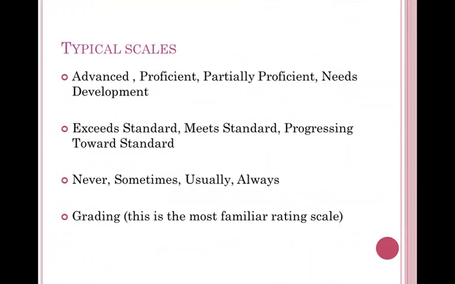All right, so what are some of the typical scales that we see on rating scales? Advanced, proficient, partially proficient, needs development, exceed standards, meet standards, progressing towards standards, never, sometimes, always. This is probably a very familiar one that you'll see. We use rating scales all the time, and this is very typically a scale that we'll see. And grading. Again, this is the most common rating scale that you're going to see, or that you've rather been exposed to your entire life since 3rd grade.